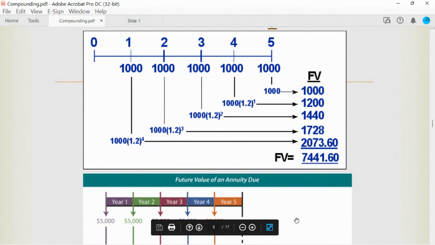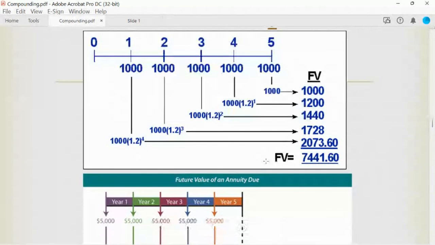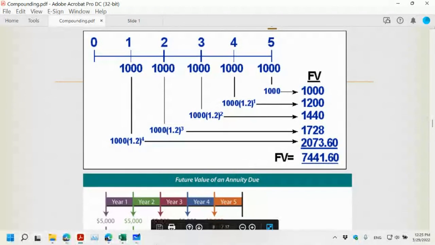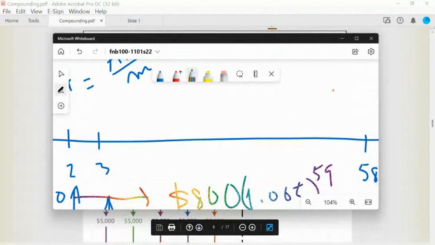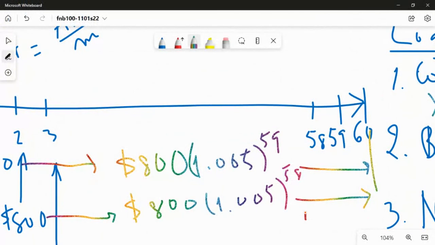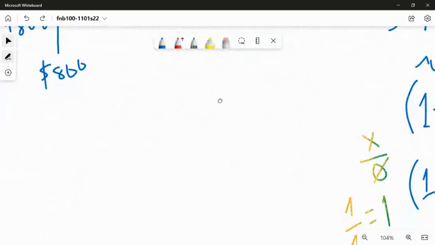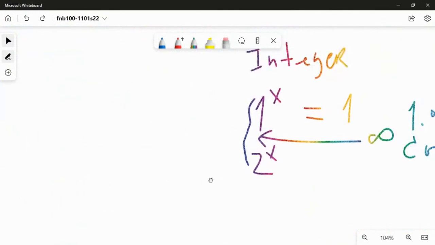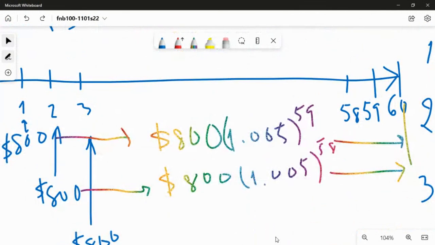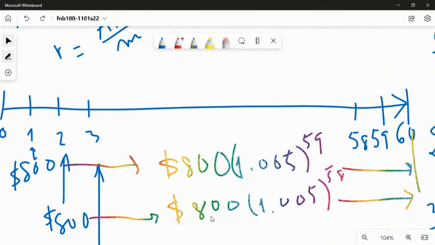Well, again, for illustrative purposes we can do it like this because we have only 5 payments. But with 60 payments, it's not impossible, but it's very tedious. You'd have to do 60 of them like that. So obviously we need a formula. So the formula is this.